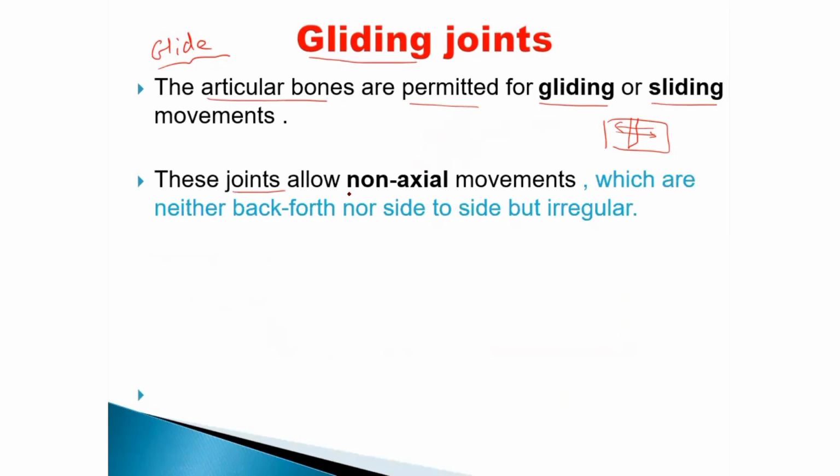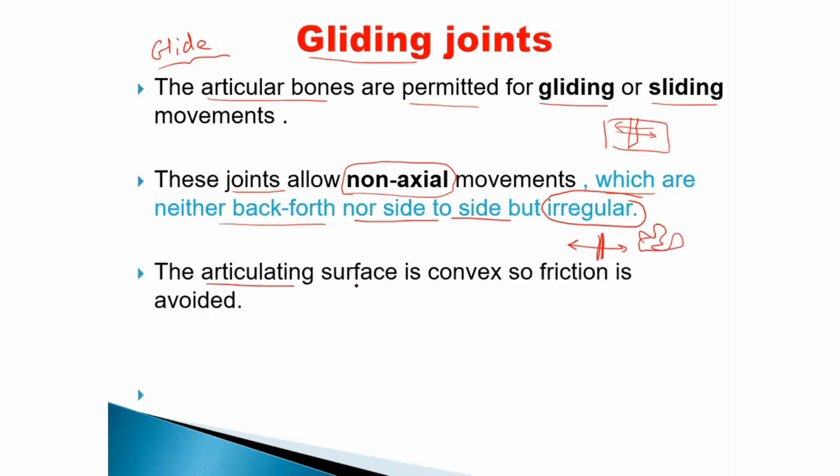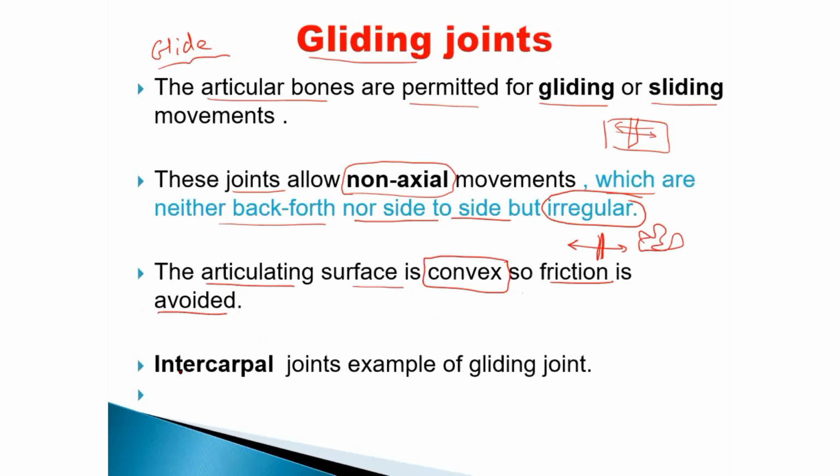These joints, they allow non-axial. It means there is no axis to the movement, which is neither back forth nor side to side, but it is irregular. So it is going to show what? Irregular movement. It will not move front and back or side by side. It will show any irregular movement, that is gliding joint. The articulating surface is convex, and since it is convex, the best part is the friction is avoided. Example, the best example is intercarpal joints.